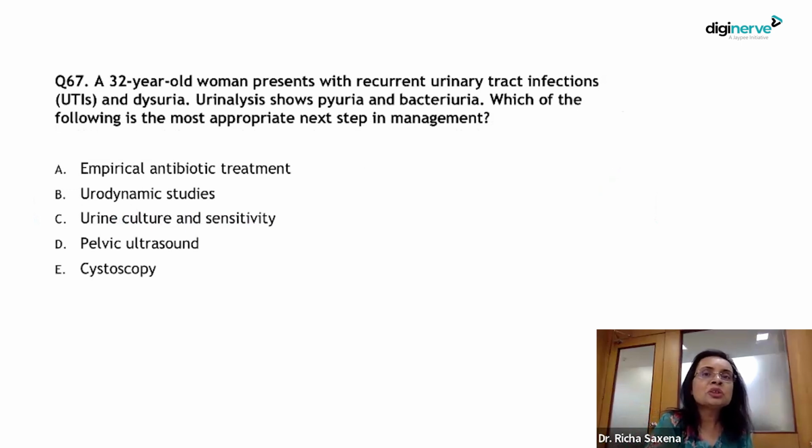So a 32-year-old woman presents with recurrent urinary tract infections and dysuria. Urine analysis shows pyuria and bacteriuria. Which of the following is the most appropriate next step in management? Again, this is a very easy question. Recurrent UTI and her urine routine is showing pyuria and bacteriuria. What should you do? Obviously, you should do urine culture and sensitivity.